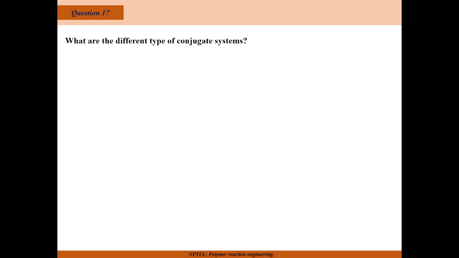So what are the different types of conjugate systems in general? This is a very general question. We are referring to these, yeah, definitely pi conjugation. One is through pi conjugation, another likely through lone pair electrons.